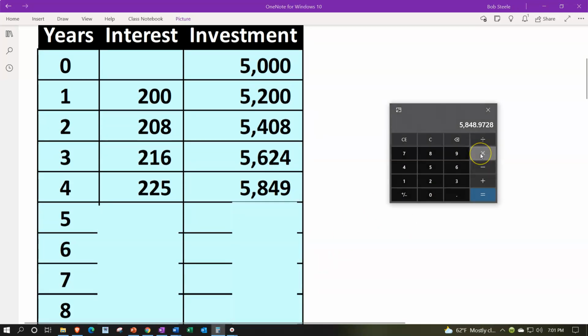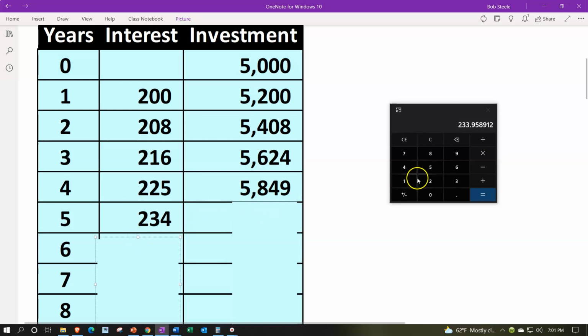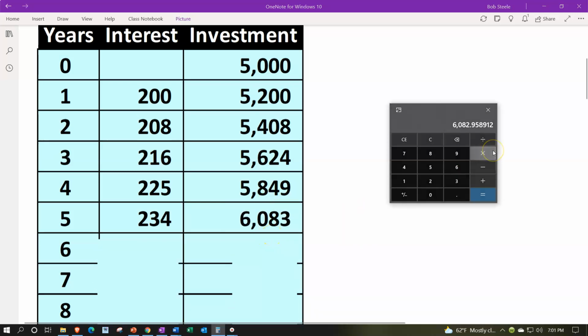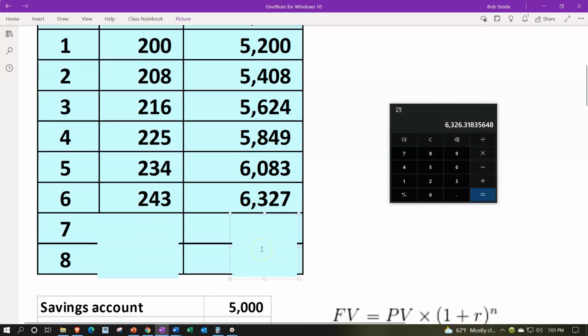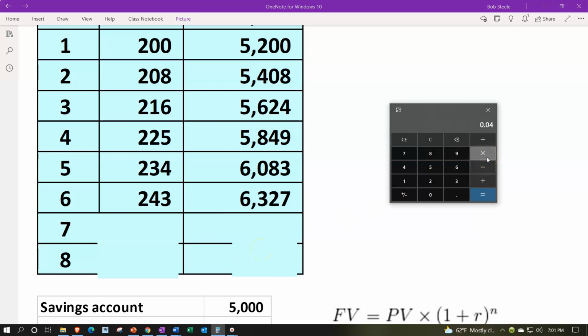Taking that times the 0.04, we then have the 234, adding that to the 5,849 about, gives us about 6,083. Then we're going to multiply that a couple more times, 0.04. That's going to give us then the 243, adding that then to the 6,083 is going to give us then the 6,327, 6 years out.